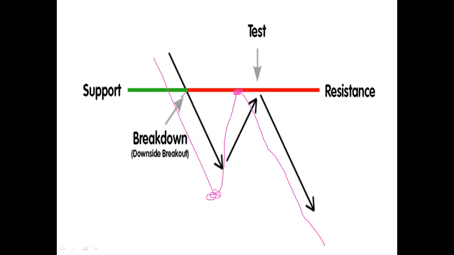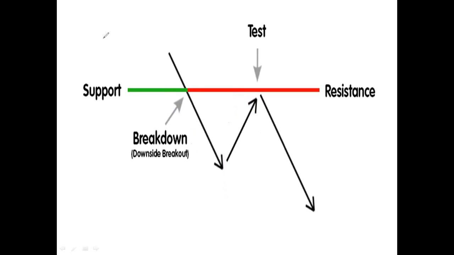So whenever support is broken downwards, it's no more a support. Sorry. Yes, it's no more support. It is now a resistance. And whenever price breaks through a resistance, it's no more a resistance, but rather support. Is that okay? Now, we are not done yet.